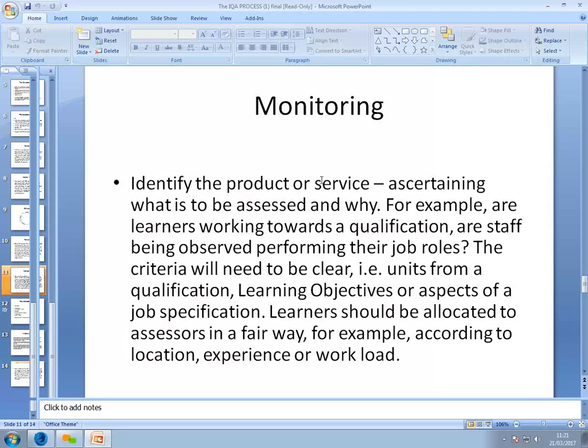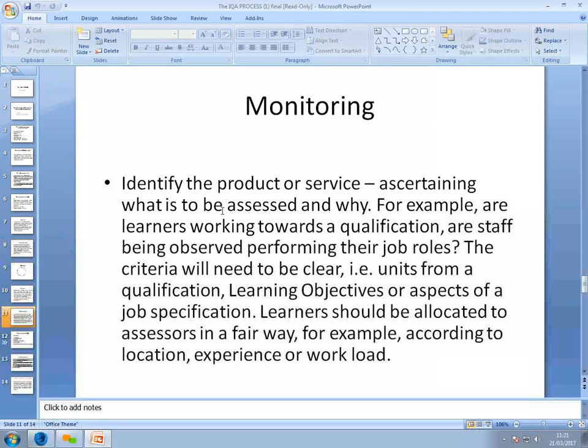And monitoring is identify product, service, or whatever, ascertaining what is going to be assessed and why. For example, our learner is working towards a qualification, or our staff are being observed performing the job roles. The criteria will need to be clear, i.e. units from a qualification, learning objectives or aspects of a job specification. Learners should be allocated to assessors in a fair way, for example, according to location, experience, or workload.